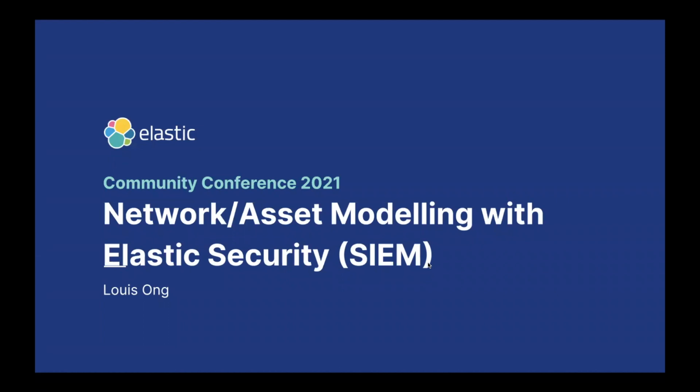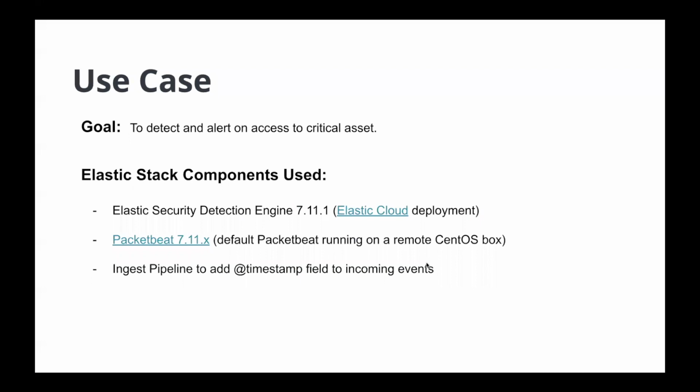So today we'll be talking about network asset modeling with Elastic Security SIEM. We'll walk through a use case, and the goal of this use case is to detect and alert on access to a critical asset. The stack components that we'll be using will be the detection engine based on 7.11.1. It's running on an Elastic Cloud deployment.